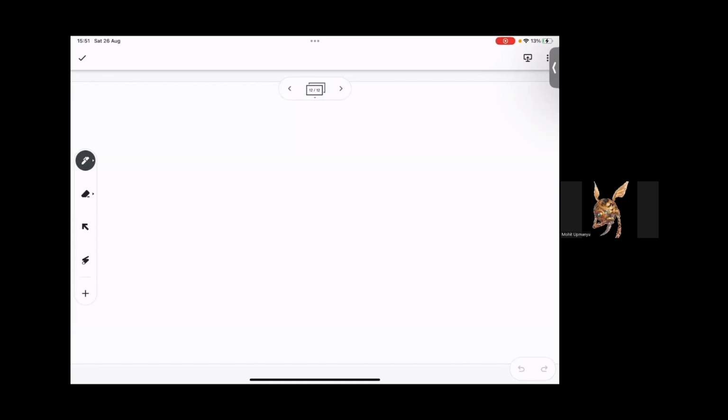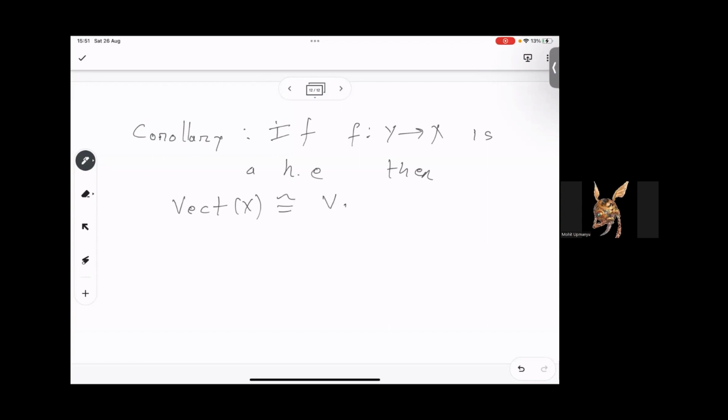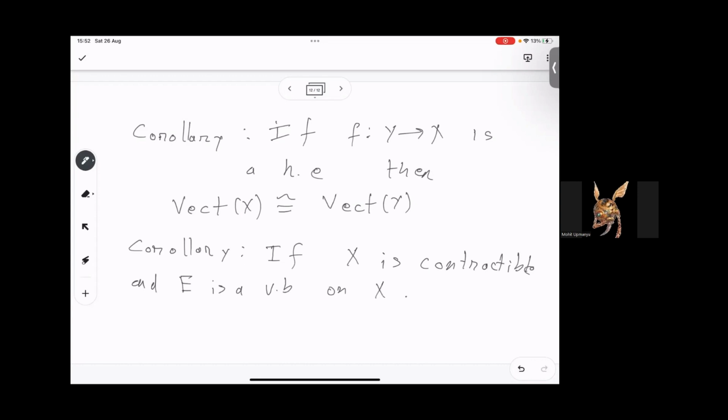Finally, I'll just state two more corollaries of the homotopy invariance. I won't prove them. If X to Y is a homotopy equivalence, then Vect X is isomorphic to Vect Y. And another corollary is: if X is contractible and E is a vector bundle on X, then E is trivial.